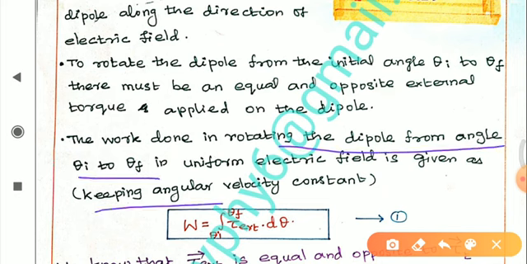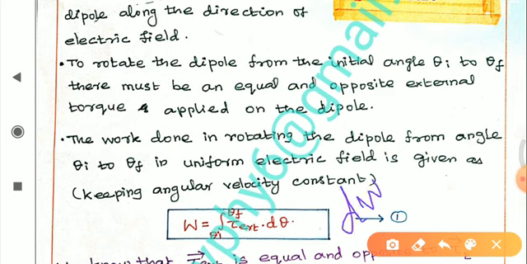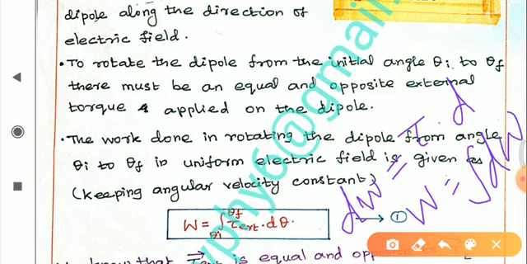So the work done in rotating the dipole from the angle theta initial to theta final in the uniform electric field is given by W equals the integral from theta I to theta F, because we have to integrate. Actually in our textbook they have left one step. If you want, you can write it. To rotate by a small angle d theta, a small amount of work is done. That small work done is given by torque into d theta. Then next, W is equal to the integral of dW. These two steps are left in our textbook.